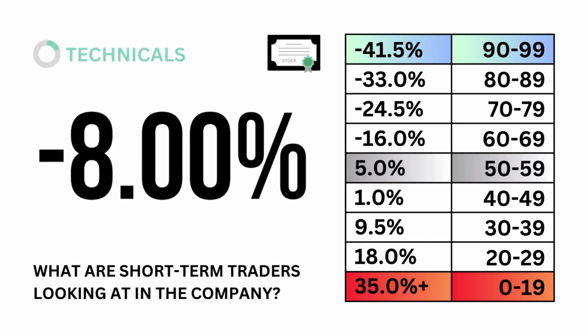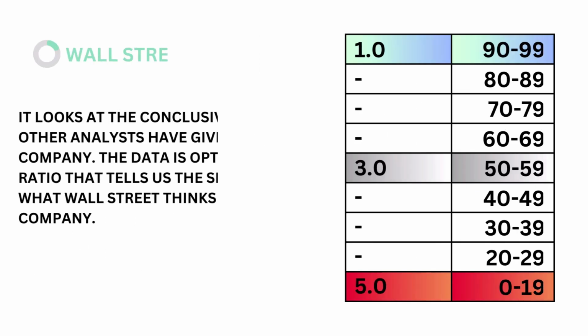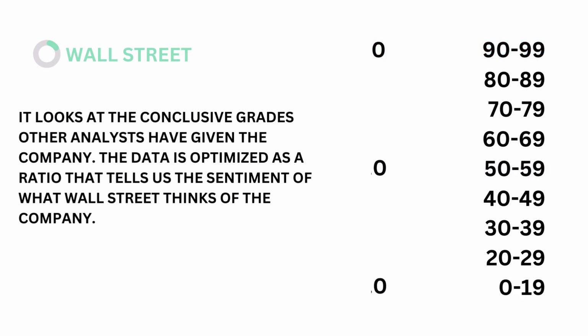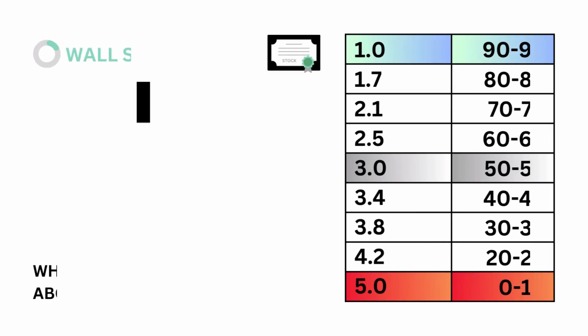Lastly, in the stock factor is Wall Street. Wall Street looks at the conclusive grades other analysts have given the company. The data is optimized as a ratio that tells us the sentiment of what Wall Street thinks of the company. The models tell us that a Wall Street ratio of 3 is considered average. Here's our Wall Street grade.